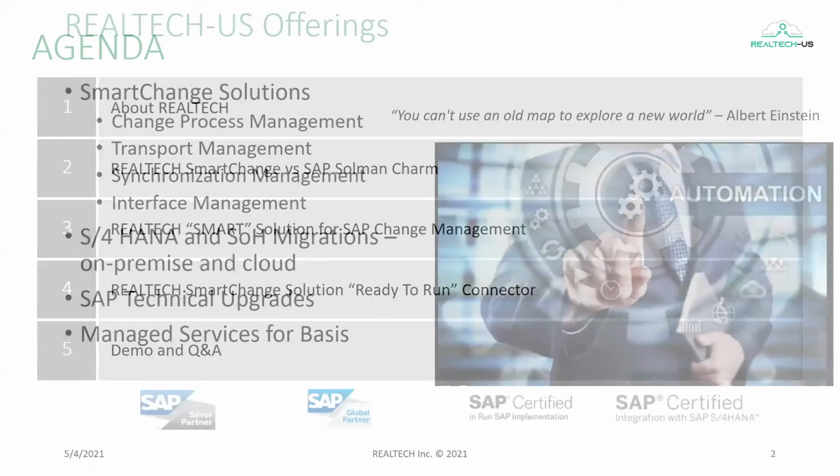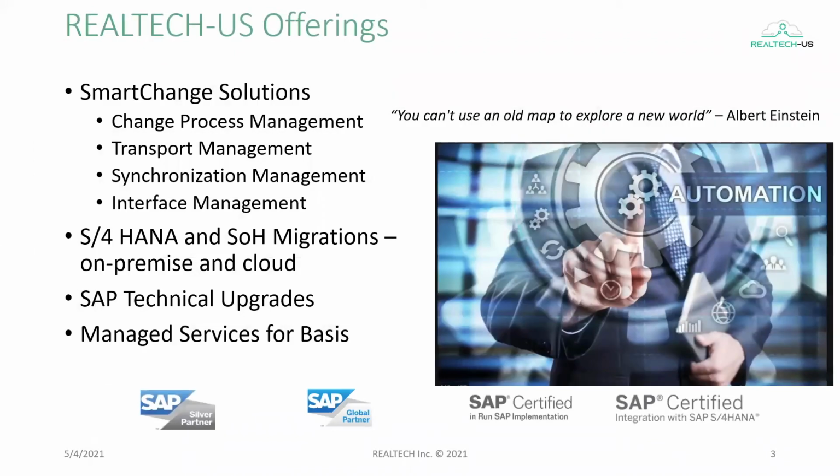So a little bit about REALTECH. REALTECH has been around for over 25 years, started in Waldorf, Germany, but in 2017 was bought out here in the US on a management buyout. We are a reseller channel partner of the REALTECH software solutions. And then we also have our own consulting services practice here, where we have focused on doing SAP migrations and basis for over 25 years.